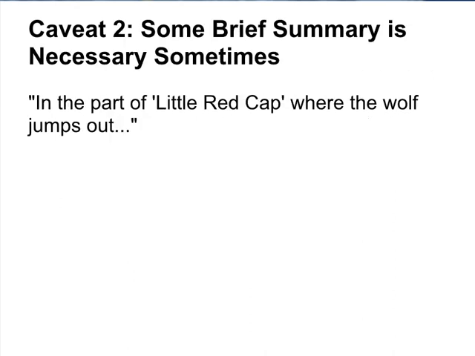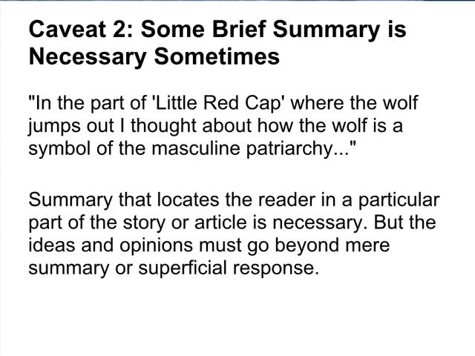And then the second caveat, sometimes you do have to say what is happening in the story or say what is going on in the article or what the original author says so that you can then move on to say something else. For example, it is okay and necessary to say something like, in the part of Little Red Cap where the wolf jumps out. Now that's the beginning of a sentence, and yes, technically that is summary, but it's very brief, and really the purpose of that is to tell me which part of the story you're talking about, and that's okay. As long as you continue going and talk about your opinion, your ideas, you take that extra step and say, that part of the story made me think about the way the wolf is a symbol of the masculine patriarchy, and then you develop a nice couple of paragraphs about how the wolf is a symbol of patriarchy.